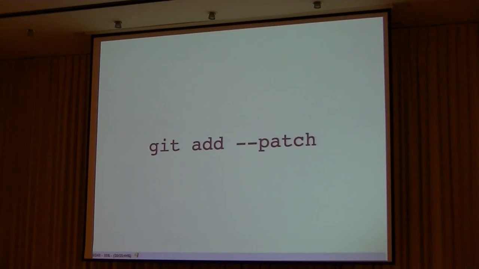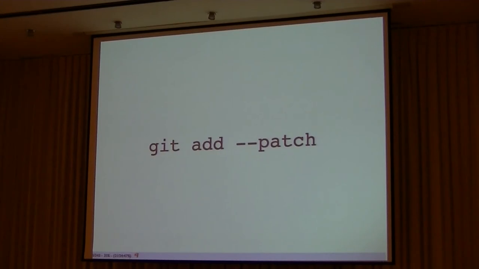And Git has tools to make this very easy as well. You can run git add --patch. Has anybody used this before? git add -p or git add -i will do this as well. What this does is it allows you to stage parts of changes that you've made in your working directory.